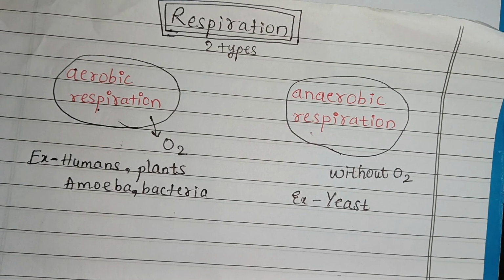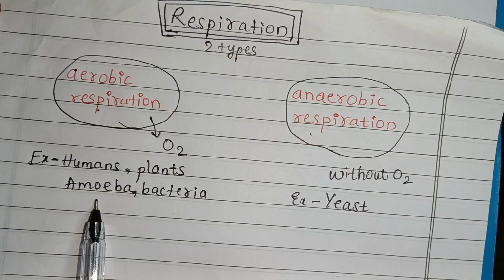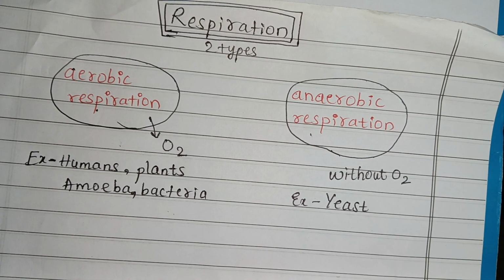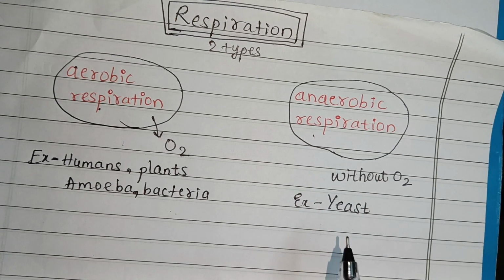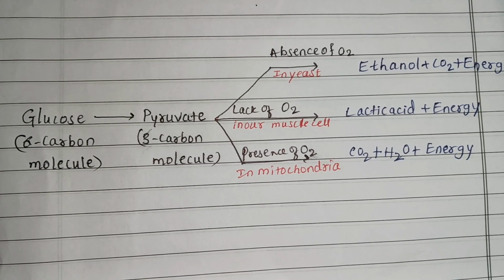Examples for aerobic respiration: humans, plants, amoeba, bacteria. All of these use oxygen. They breathe in oxygen and breathe out carbon dioxide. Anaerobic respiration mostly happens in yeast. I think you already know about the fermentation process, which tells how food is converted into alcohol. Now we will see how glucose breaks down into energy.